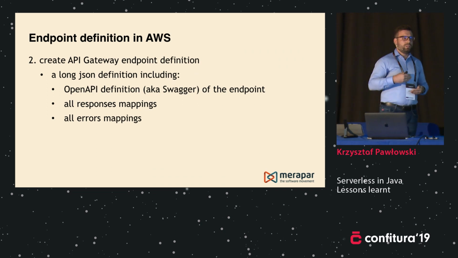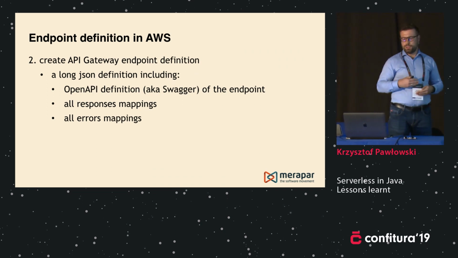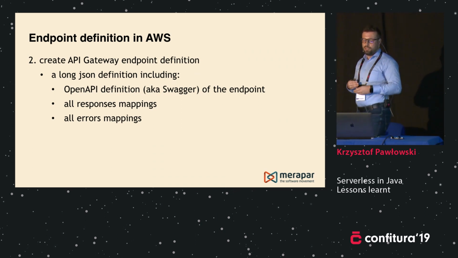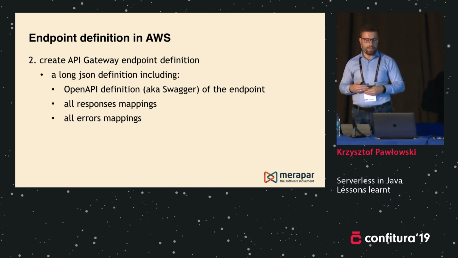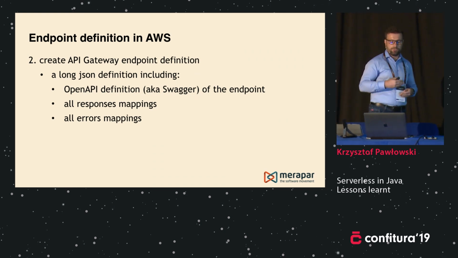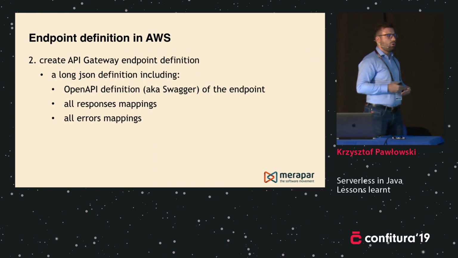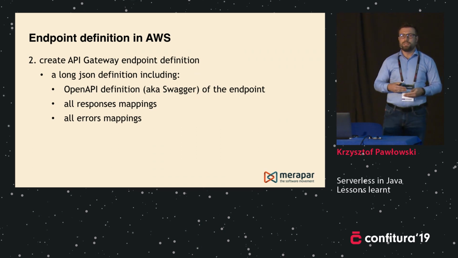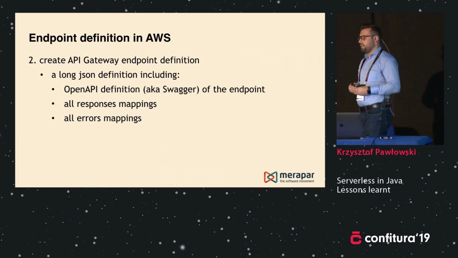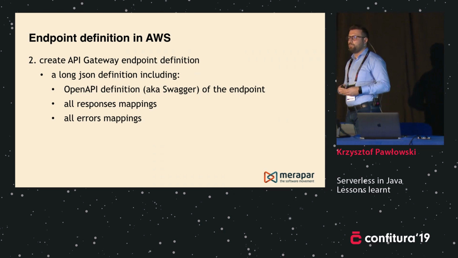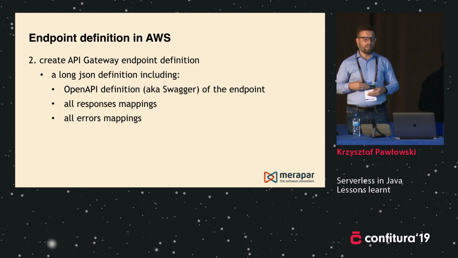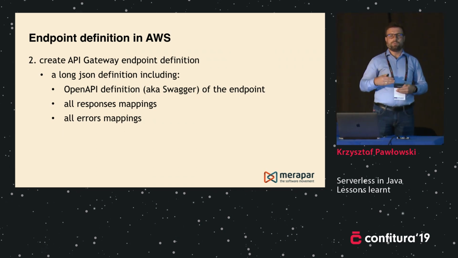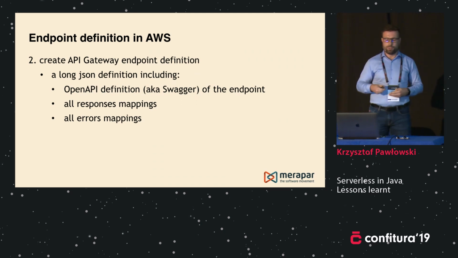So we need to also define another resource in the API Gateway service, where we need to provide a JSON definition using OpenAPI, also known as Swagger, definition of the endpoint. And there we need to put all the responses, all the errors, mappings, and so on. So basically, we need to start with documenting our thing. Of course, if we are developing a Spring Boot application, we should take care of the documentation as well. But here, if you want to start doing that, you need to start with the documentation. You need to have it done properly.